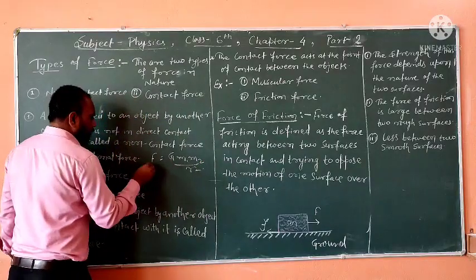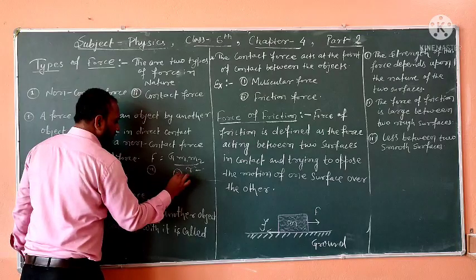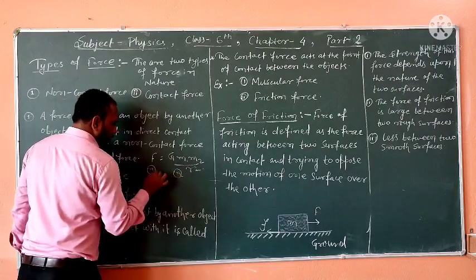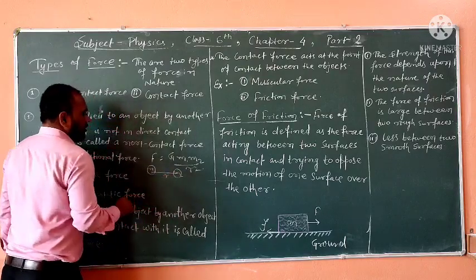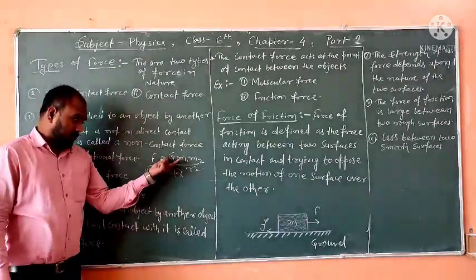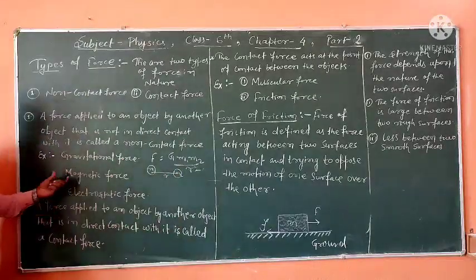You will learn the formula of gravitational force in higher classes: G m1 m2 upon r square. Let's suppose there are two bodies, m1 and m2, placed at some separated distance r. The force will be G m1 m2 upon r square.